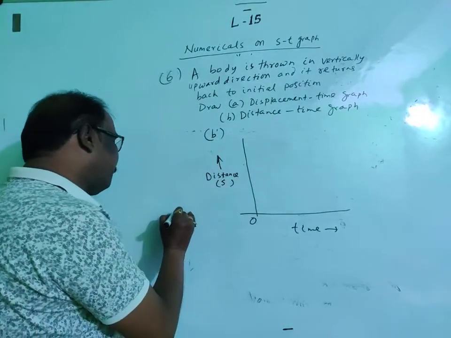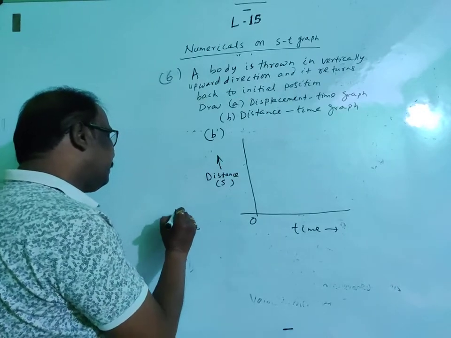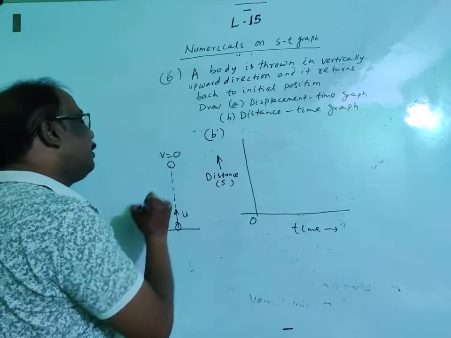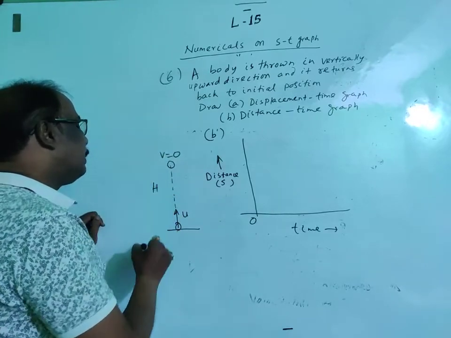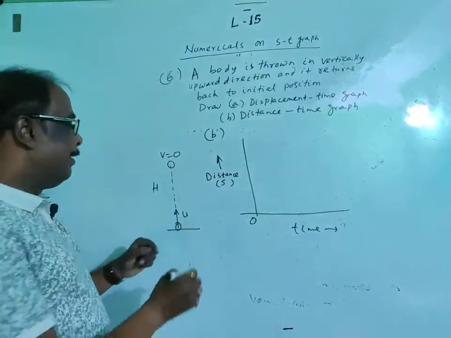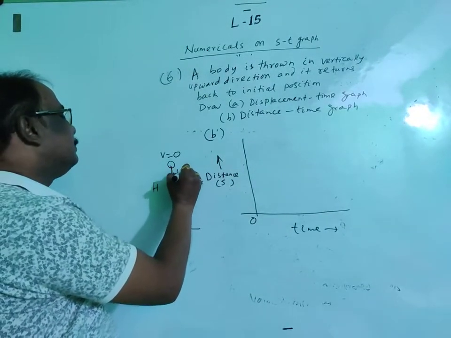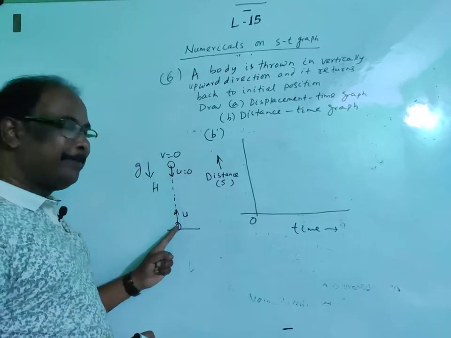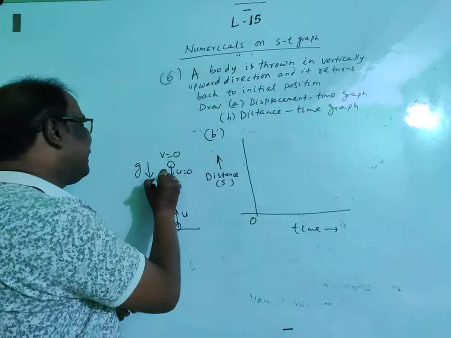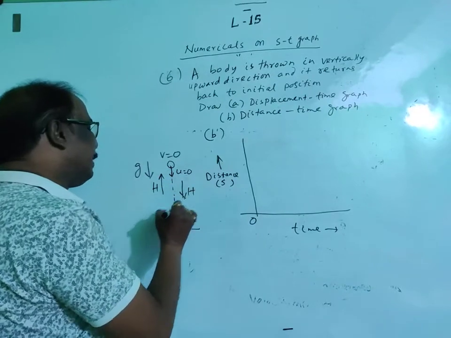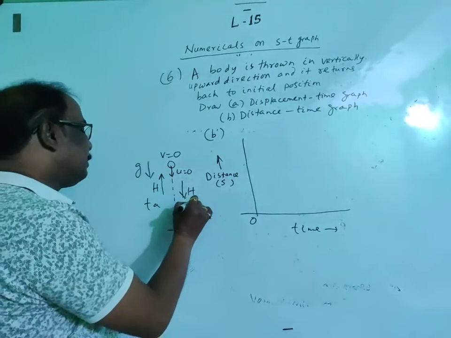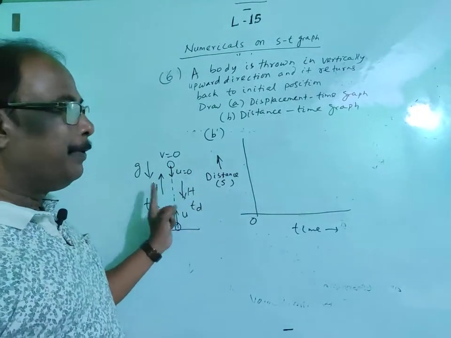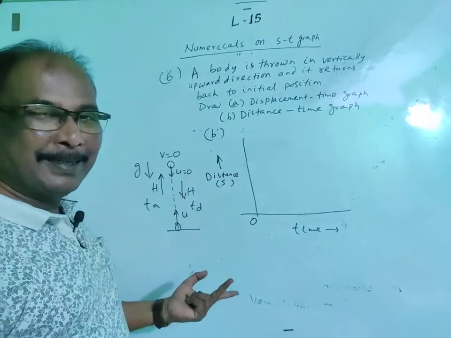If a body is thrown with initial velocity u, then it goes to the highest position. At the highest position, velocity is 0 and distance covered is h. And again the body returns back. Initial velocity 0. And again distance is h, this distance h, and this distance is also h. Again, time of ascent is equal to time of descent. So total distance is 2h.